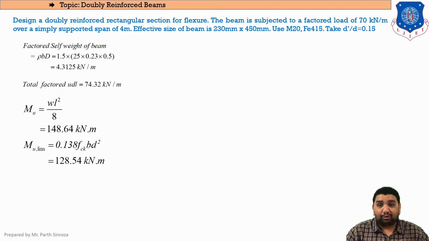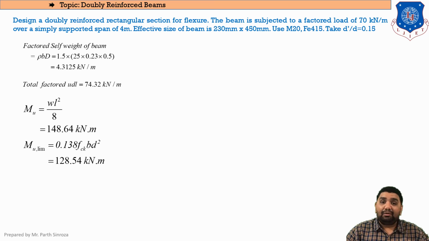W here will be 74.32. Length of the section will be 4 meter. Divided by 8, the answer that comes across is 148.64 kilonewton meter. The next step will be to find the value of Mu lim, because Mu lim is the maximum moment that a single section can carry.